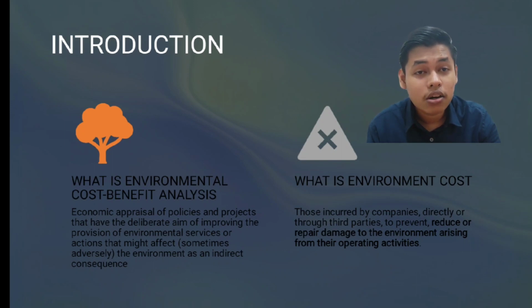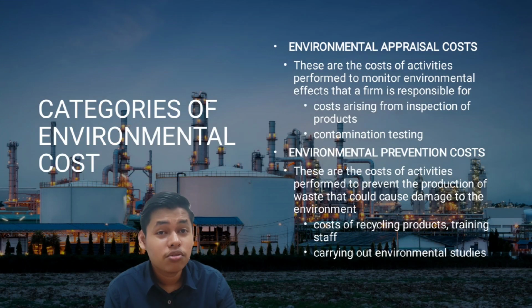Environmental costs are the costs incurred by the companies directly or through third parties to prevent, reduce or repair damage to the environment arising from their operating activities. Next, we take a look at the categories of environmental costs. There are 4 categories. The first 2 are environmental appraisal costs and environmental prevention costs.